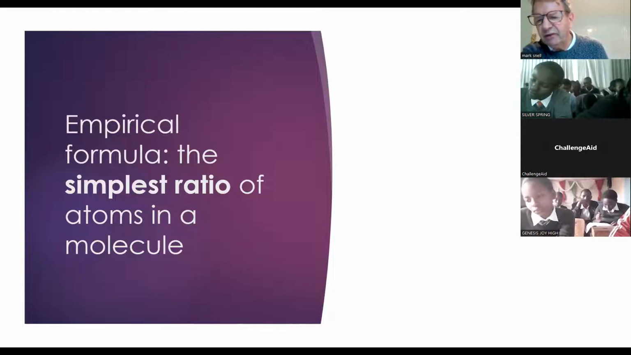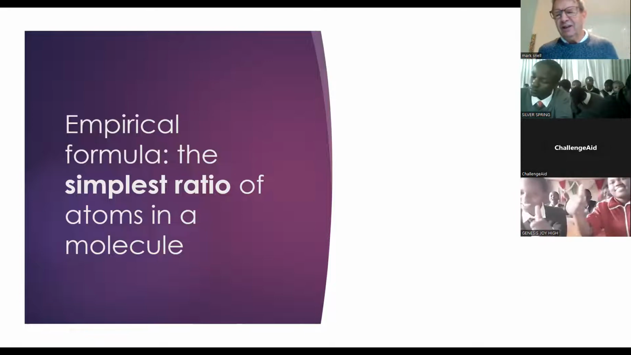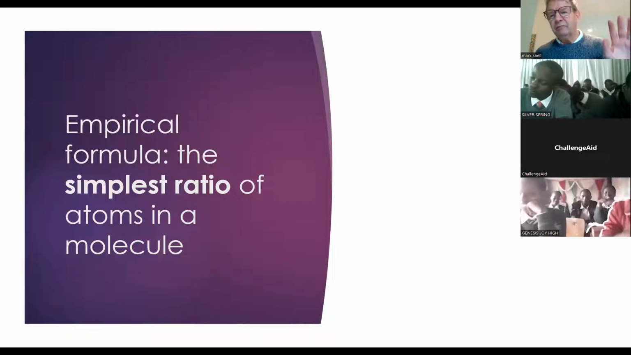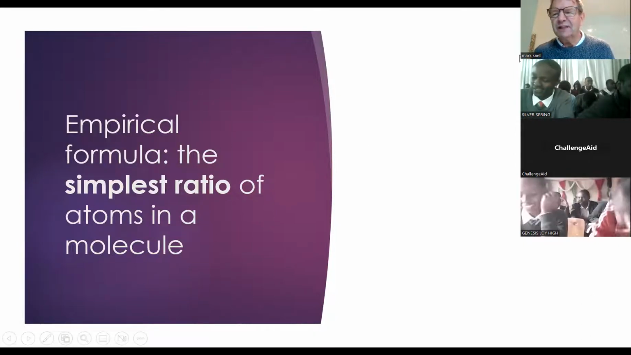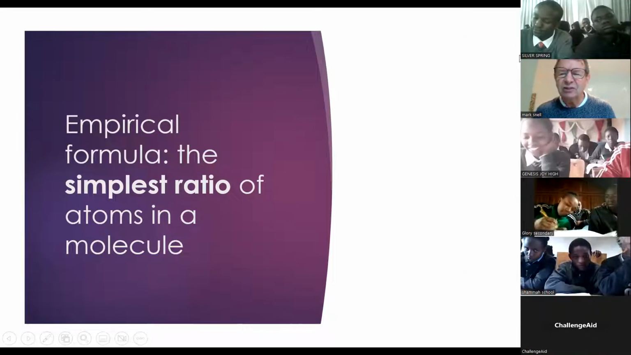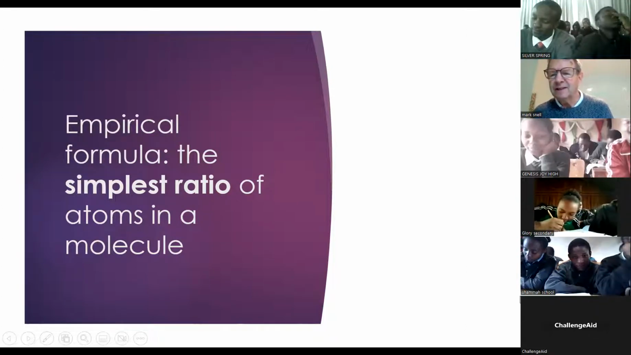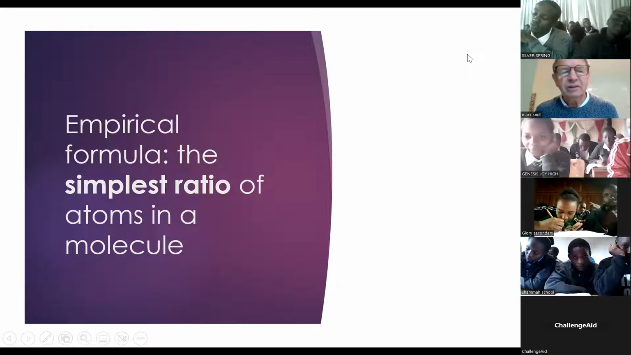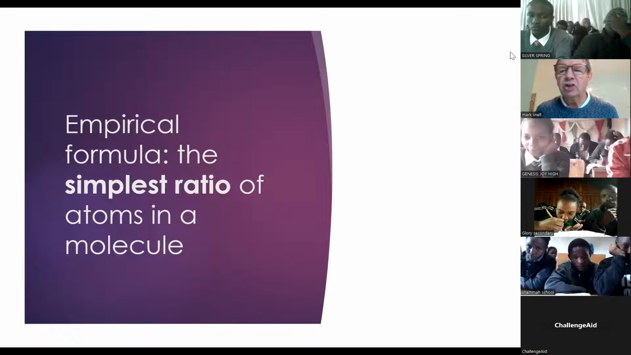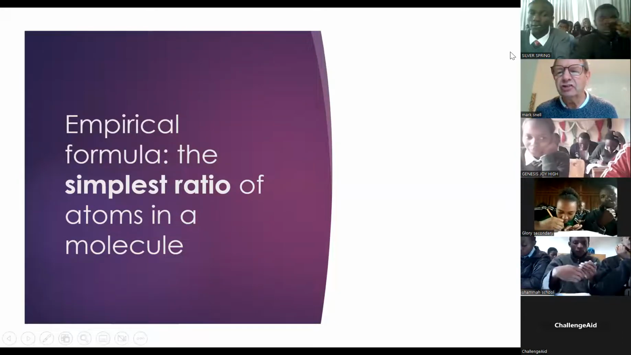Genesis Joy, you're looking very smart today. Well done. Simplest ratio. Silver Spring, sorry, just in case. Silver Spring also looked very smart. Well done. Yeah. Simplest ratio of atoms in a molecule. Everybody else is going, but we look smart as well. Yes, yes, you do, Shama. Well done. Yes, you do. Glory, whatever. The simplest ratio. Okay, so I'm going to try and do this partly by questions. So we'll see.